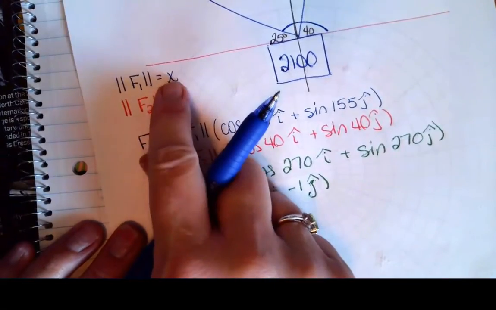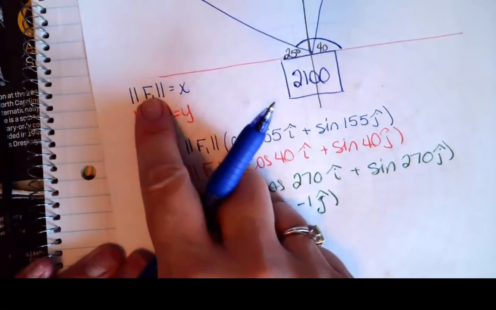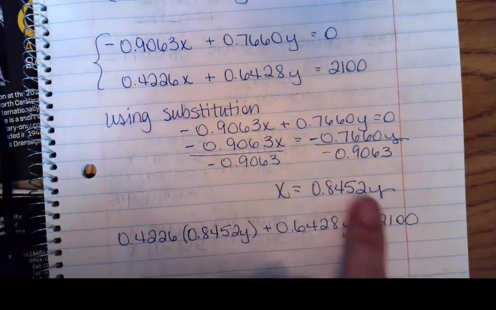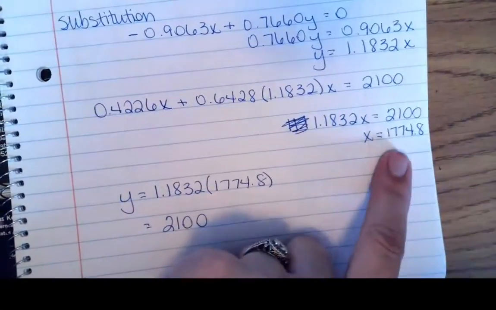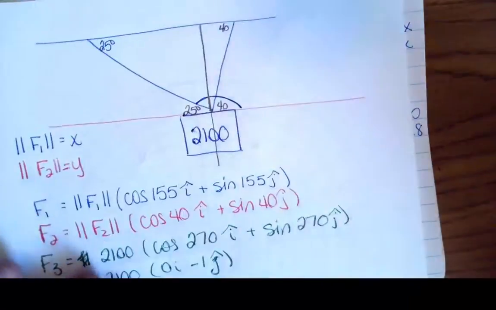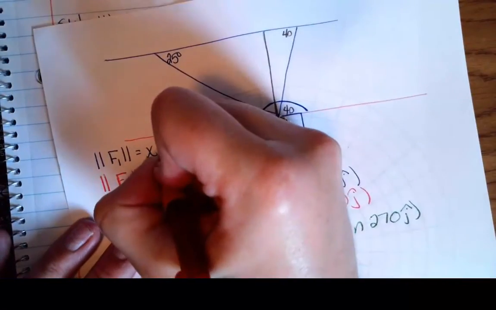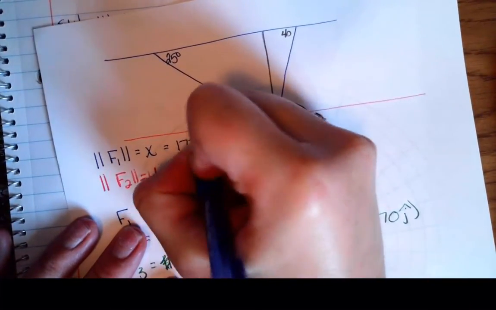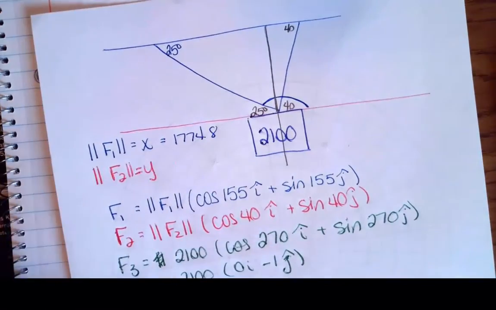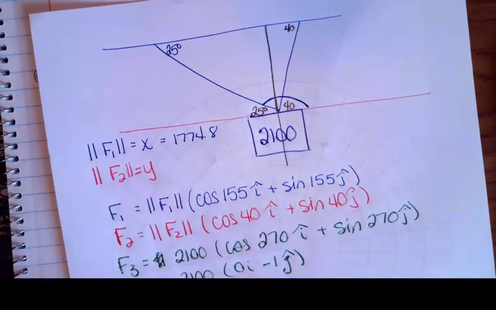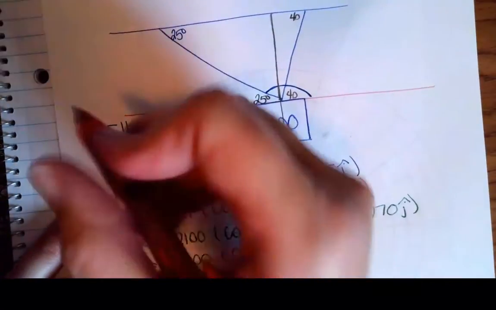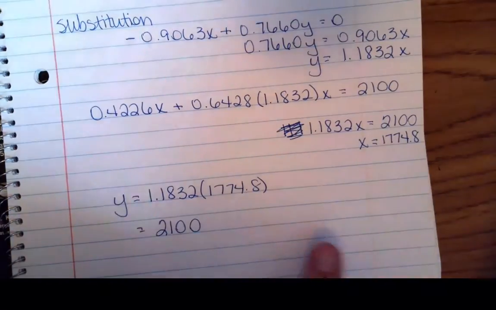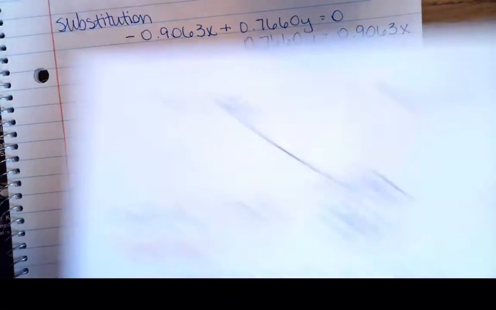Okay, there it is. All right, so I know that the magnitude of force 1 is x. That's the wrong page, sorry. The magnitude of force x is 1774.8. So that is how many foot-pounds we're doing, or joules or something. And then my y, what is my y? My y is 2100.